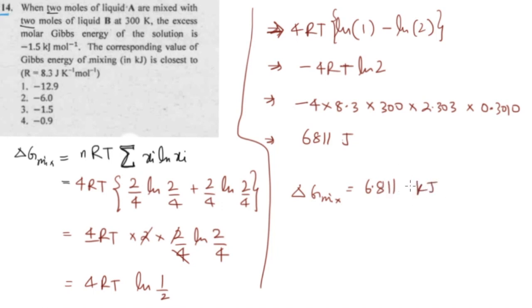They are asking for the closest value, with the negative sign, so the closest value is minus 6.0. So this is how this question has to be done. This was the easiest one, not many things to do. I hope this was clear to you guys. Let's take some more questions.